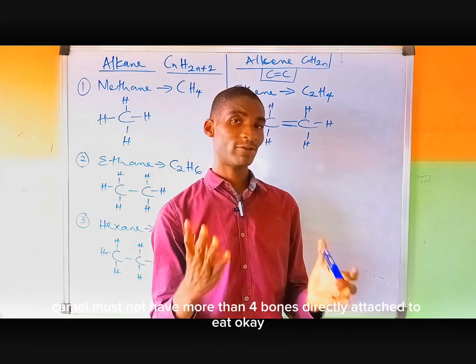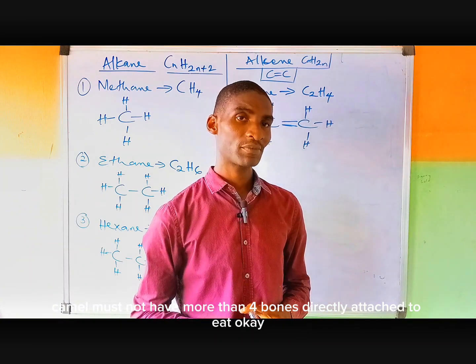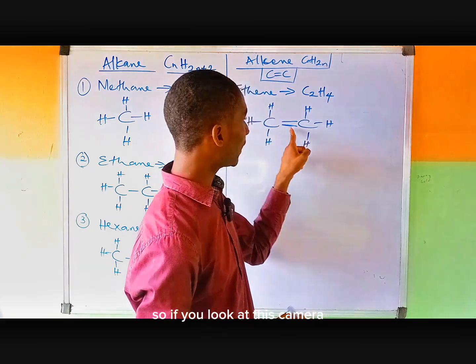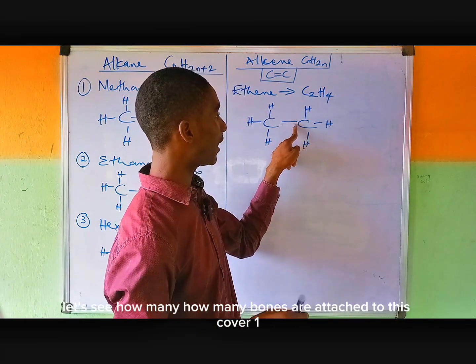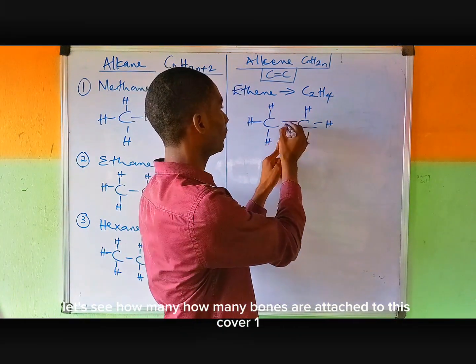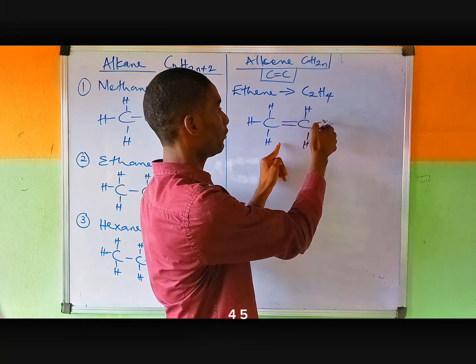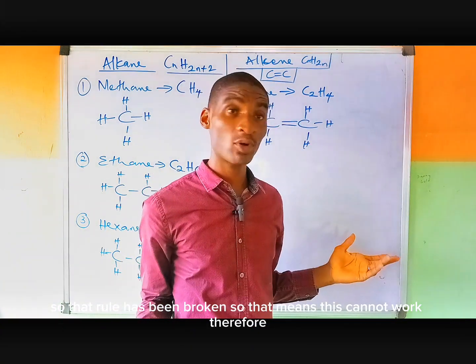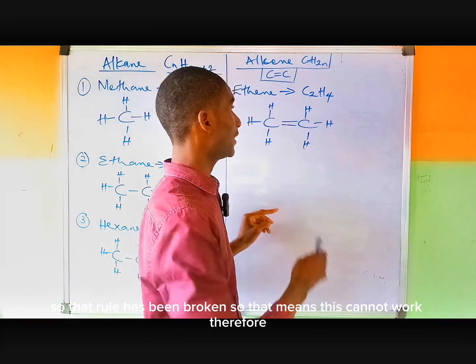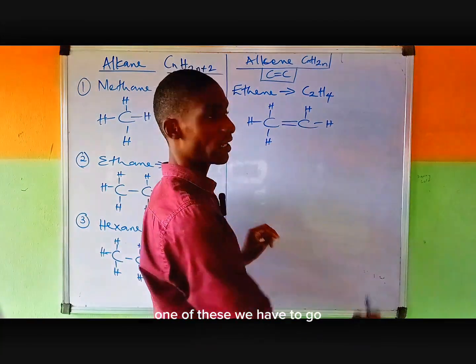Carbon must not have more than 4 bonds directly attached to it. If you look at this carbon, let's see how many bonds are attached to this carbon. 1, 2, 3, 4, 5. So that rule has been broken. That means this cannot work. Therefore, one of these has to go.